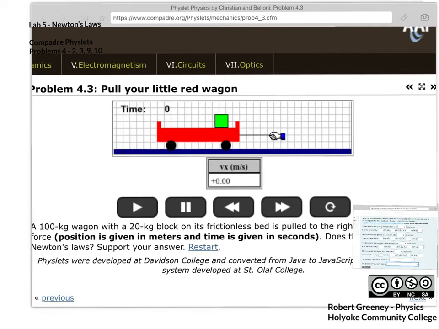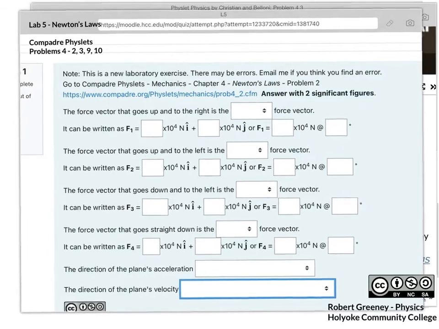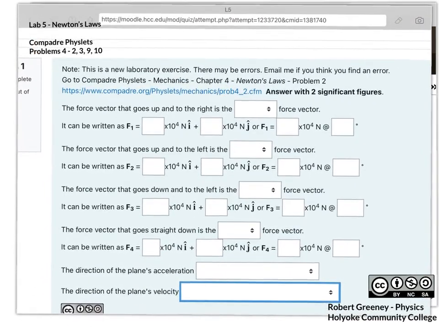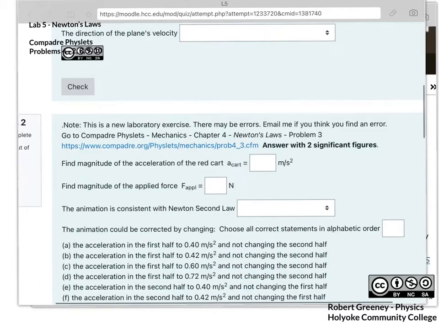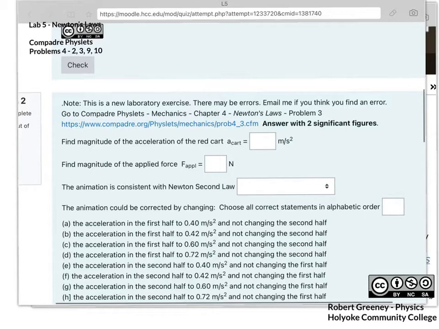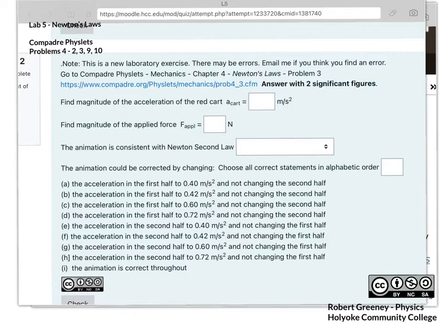Okay, here's problem 4.3, the next question. If we go into Moodle and we scroll down, anyway, we can see the questions for this simulation. So we want to go to the simulation and find the acceleration of the cart, the applied force. We want to see if it's consistent with Newton's second law, and then we want to pick out amongst all those statements which ones are true and correct.